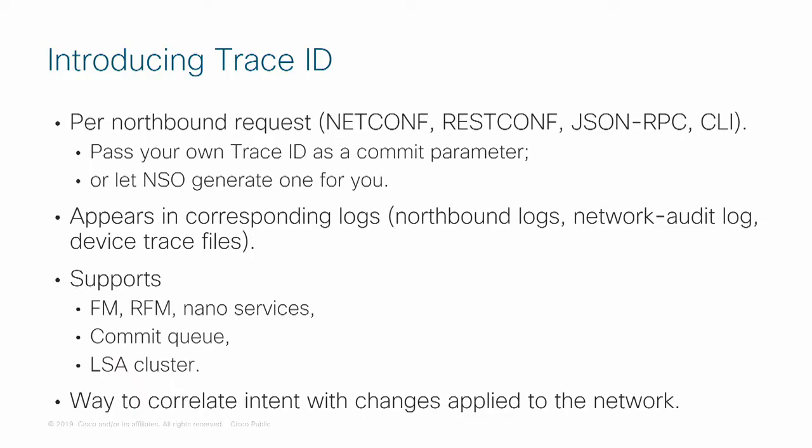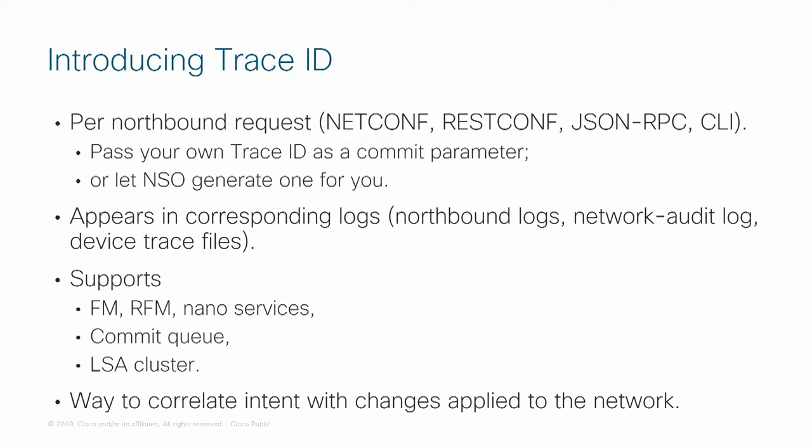But now you may ask, what if my northbound request triggered a reactive loop, like a reactive fastmap service or a nano service? In this case, the change derived from an intent is built up iteratively. And of course, we are curious of the overall effect. So we prepared Trace ID for this, so it does handle reactive services, which means that the same Trace ID will be assigned to all changes made by the service during its reactive progression loop.